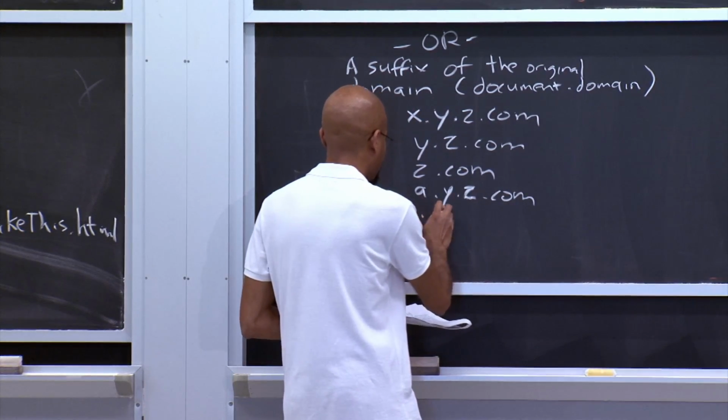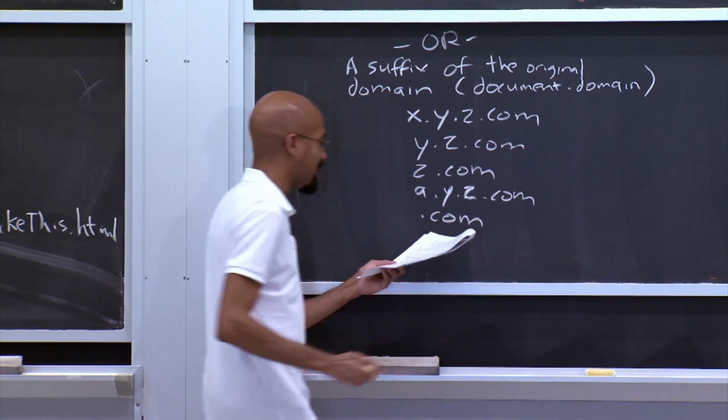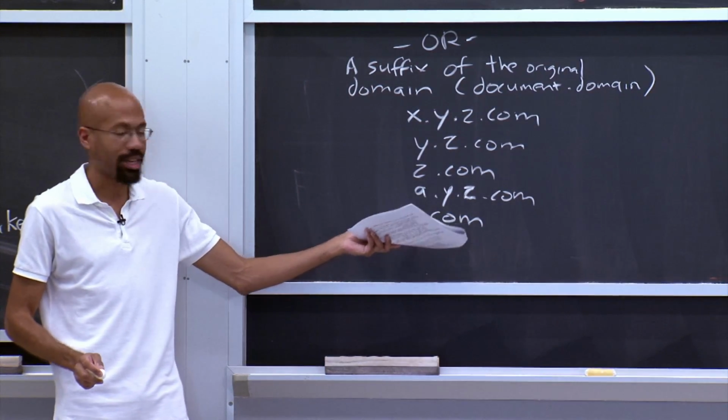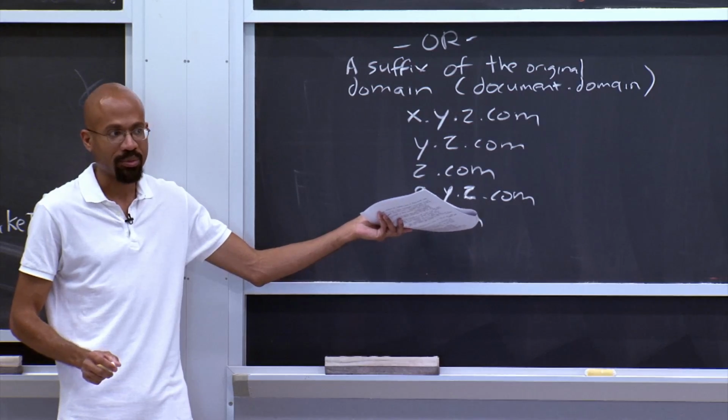And also, it cannot set its suffix to .com. So does anyone have any theories about why this is a bad idea? Right, exactly.